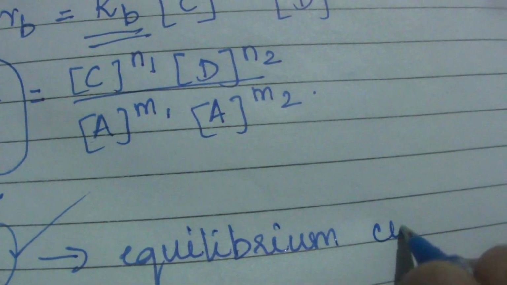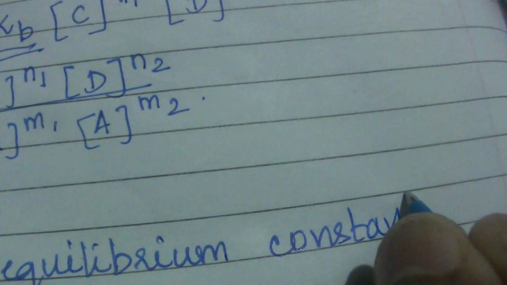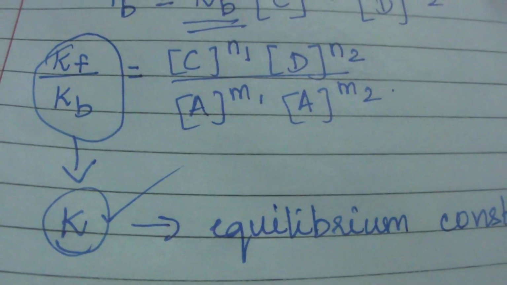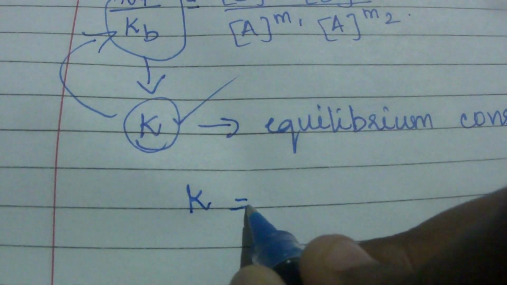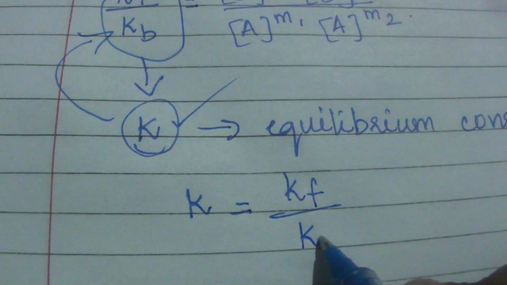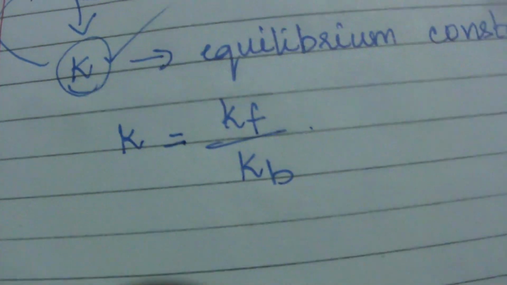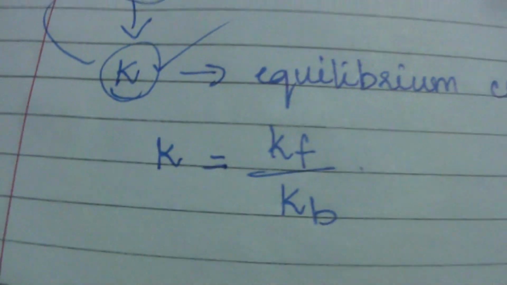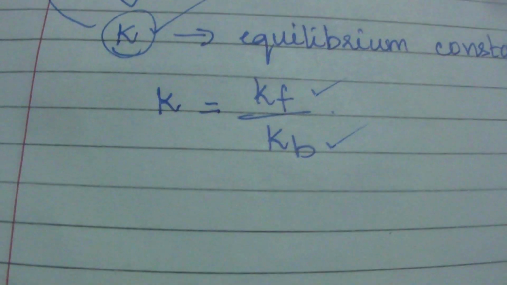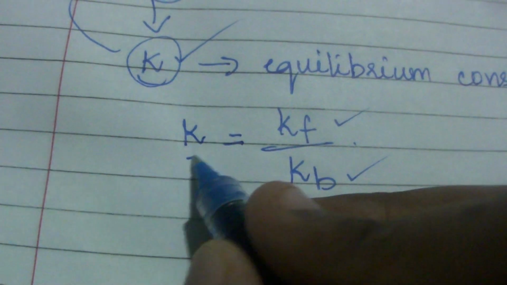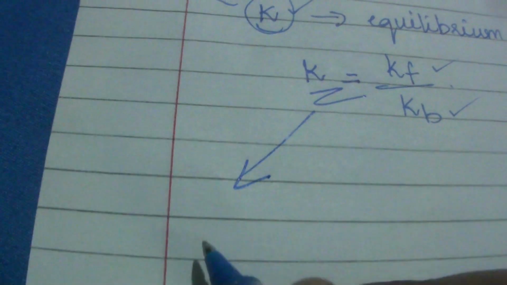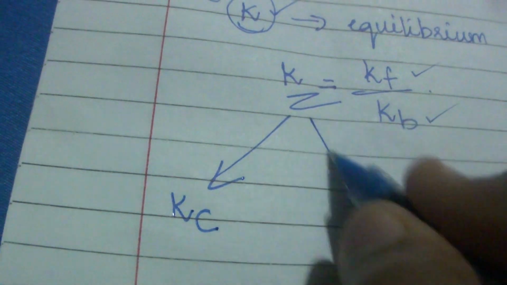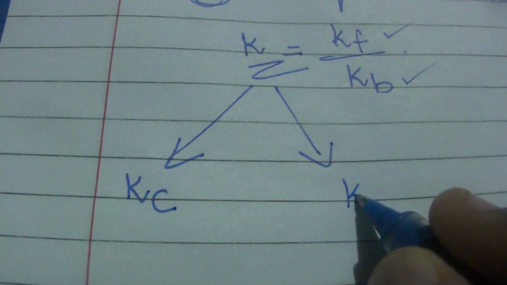So this is known as the equilibrium constant, where K is equal to KF by KB. We can say it is the ratio of the rate constants of the forward and the backward reaction. Its ratio gives you the equilibrium constant. There are two forms of this equilibrium constant. One is expressed in concentration, that is Kc, and the other is expressed in partial pressure, that is Kp.